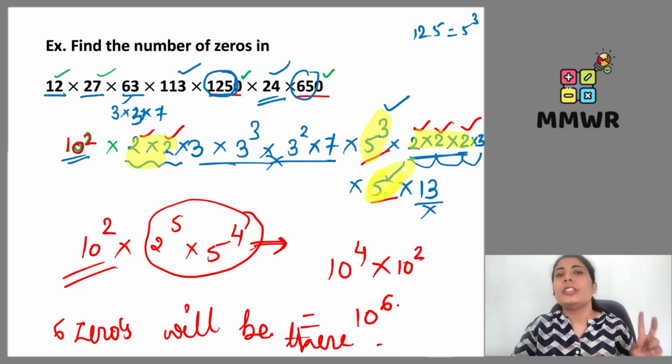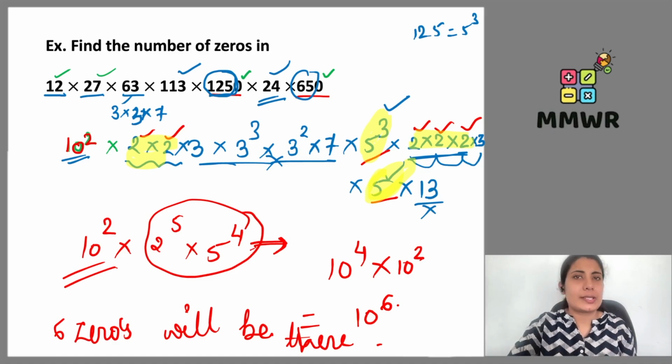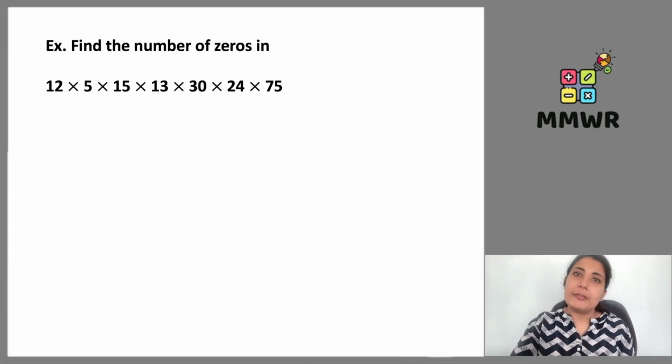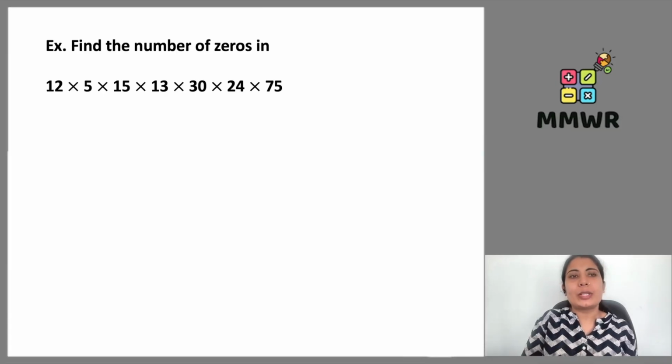That is why we do not have to give any special condition to this, any special heading to this. This is just simply finding the number of zeros for which 2 needs to be counted as well as 5 also. So we will be counting each of them, 2 and 5 both. Let's move to another example.